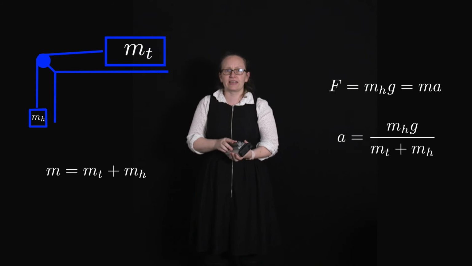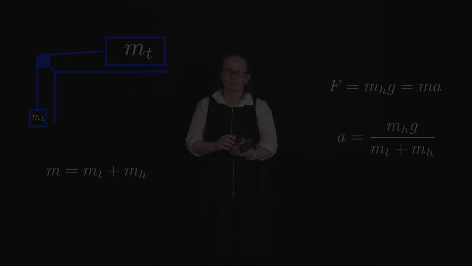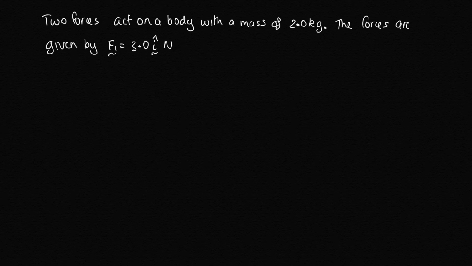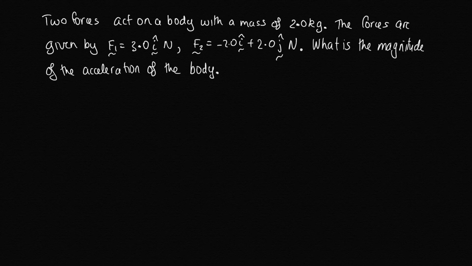Let's have a look at an example now where we'll use Newton's second law to solve a quantitative problem. Question is, two forces act on a body with a mass of 2.0 kilograms. The forces are given by F1 is equal to 3.0 i newtons, and F2 is equal to minus 2.0 i plus 2.0 j newtons. What is the magnitude of the acceleration of the body?